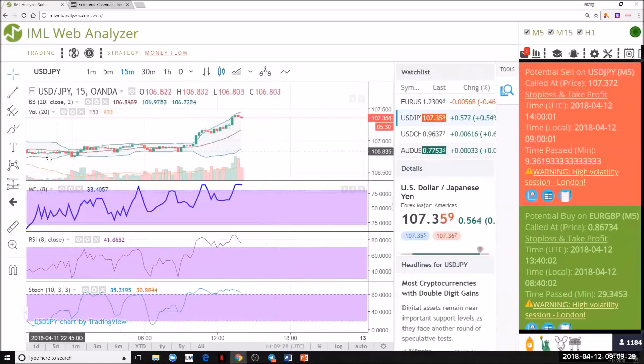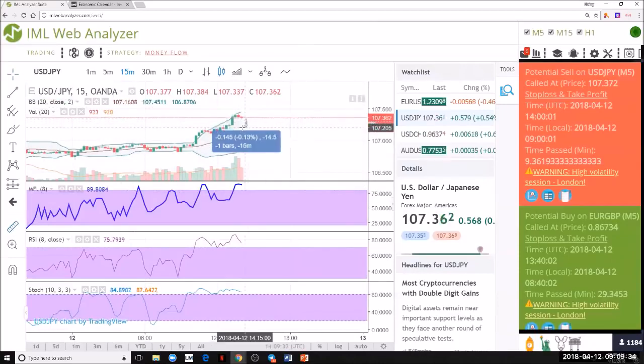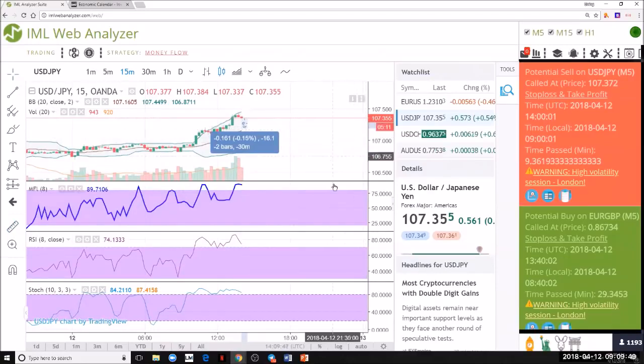And when I get in, since I'm getting in here, I'm going to set my take profit to that 107.18. See the black line to the right? 107.18. That's about 15, 16 pips.